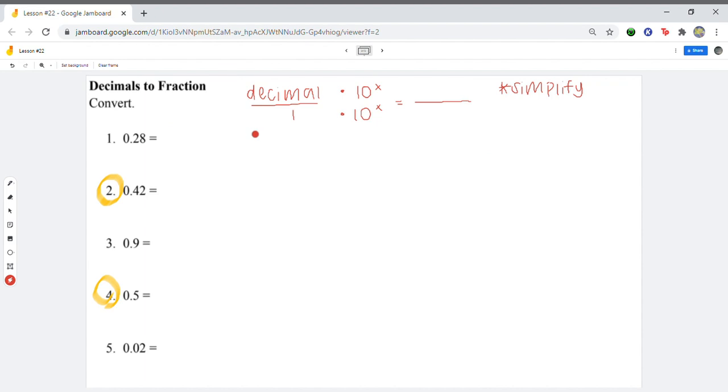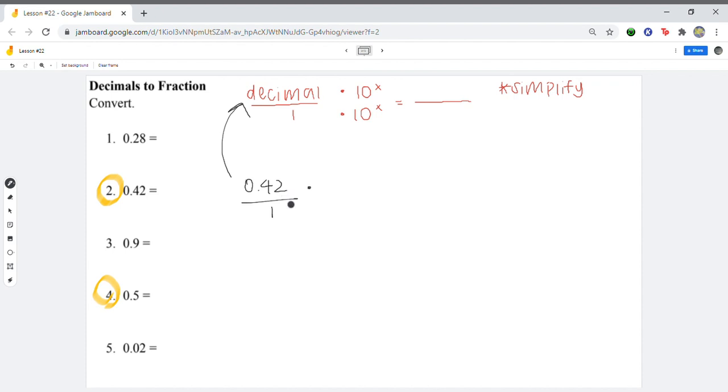You'll understand what this means soon enough when I do these problems with you. We're going to do number 2 and number 4 together. So 0.42, I'm just going to write the decimal over here as it says over here. And I'm just going to put it over 1 because that's basically the same thing.